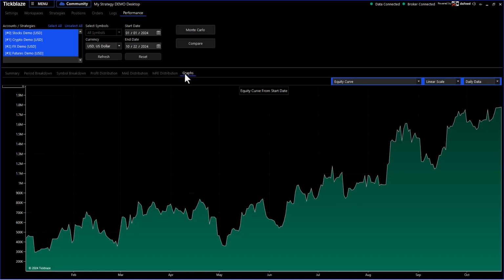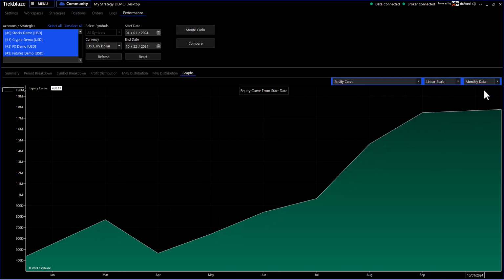Now, graphs is where everybody lives because it's visual. It's where everybody kind of gets a psychological depiction of the overall result without getting lost in the weeds of the data, right? Visuals are key. One of the things you can do is look by weekly data. You can look by monthly data, right?